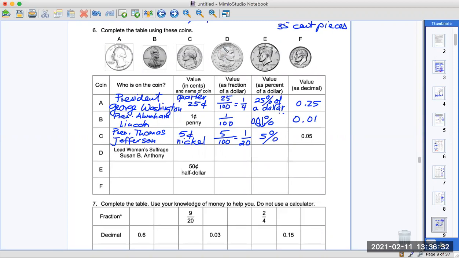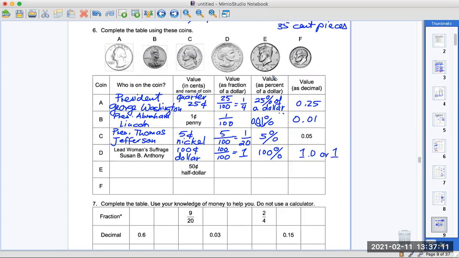Now this is called a Susan B. Anthony dollar coin, and it's very rare. Nobody uses it because it gets confused with quarters. People got mad that they would give that as a quarter when it's worth $1. So they're not making those much anymore. Since it's a dollar, it's 100 cents, and it's $1. 100 cents is 100 out of 100, or 1. It's 100% of a dollar, and as a decimal, it's 1.0 or 1.